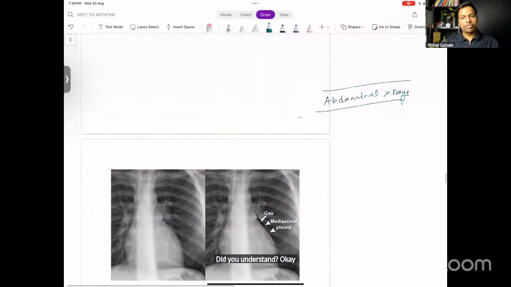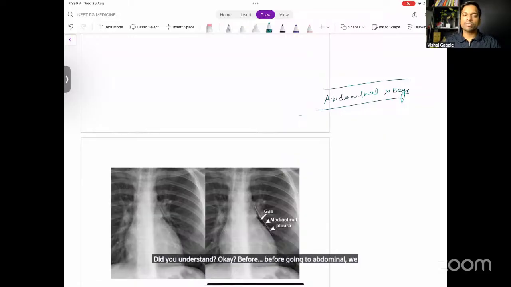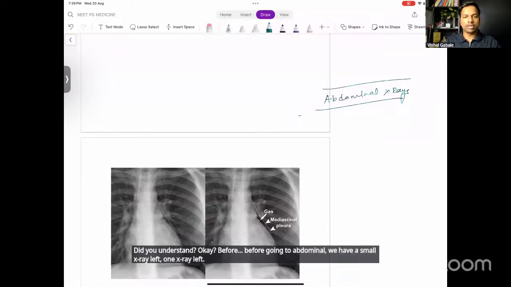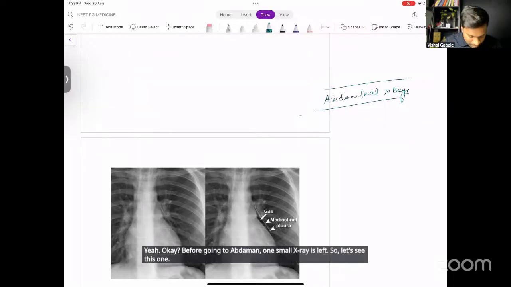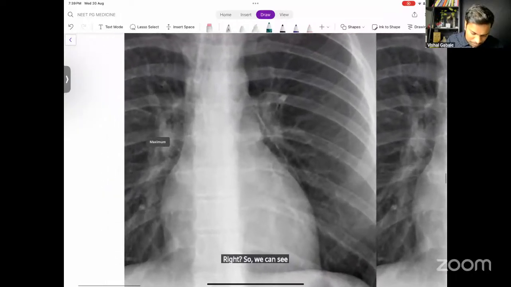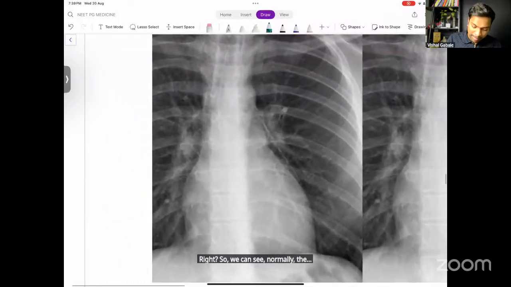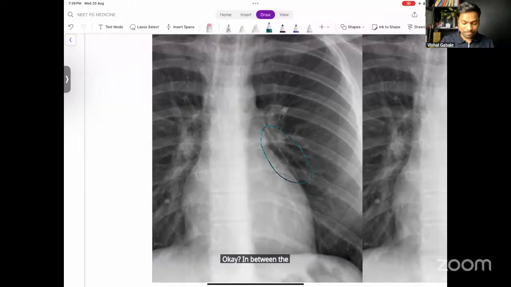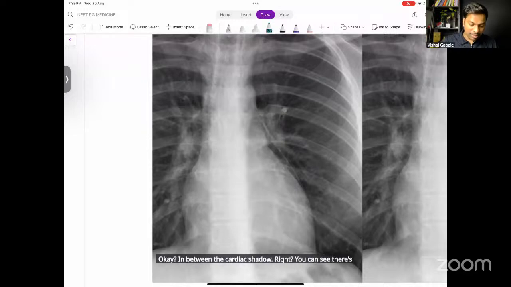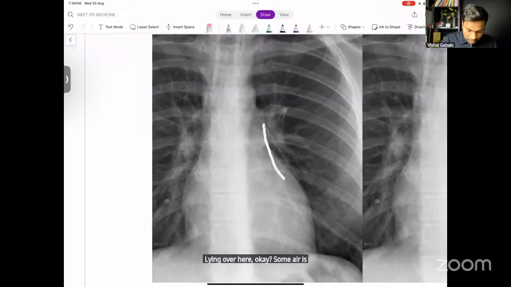Before going to the abdomen, one small X-ray is left, so let's look at that. We can see normally this gap should not be there, in between the cardiac shadow. You can see there's some air lying over here, in between this.